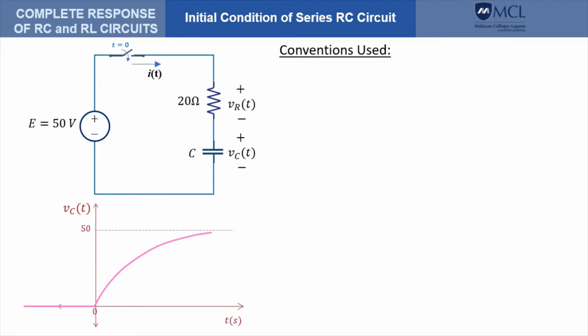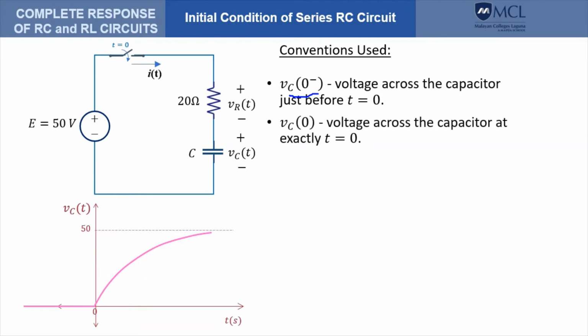For a series RC circuit where we're trying to get the voltage V sub C across the capacitor, we can use the following conventions to show the initial conditions of the voltage. For the voltage across the capacitor just before t equals 0, we can write it this way: V sub C at 0 with a minus symbol on the upper right of 0. For t exactly equals 0, the usual, we use V sub C at t equals 0. And for the voltage just after t equals 0, we write it with a positive symbol on the upper right of 0.